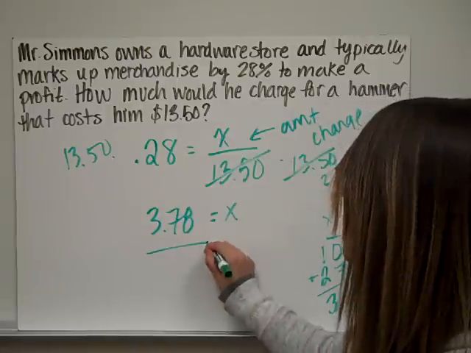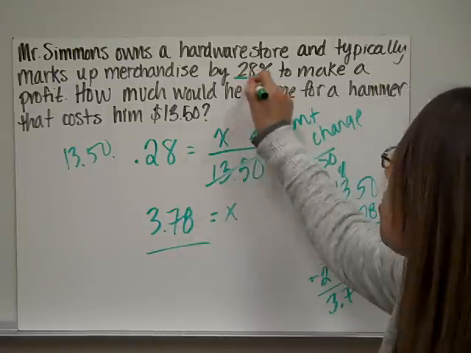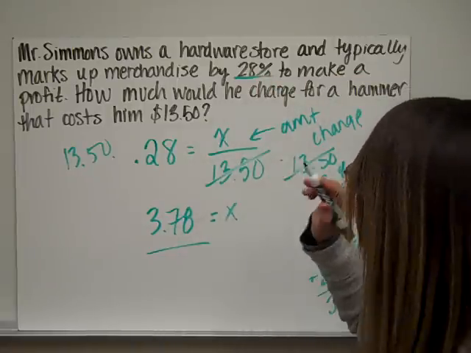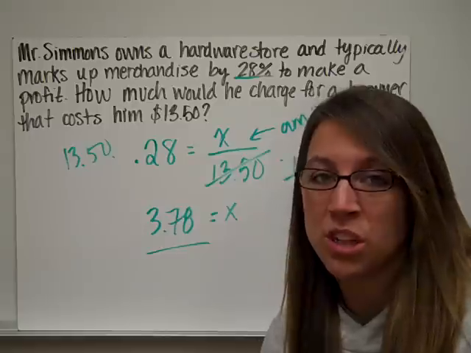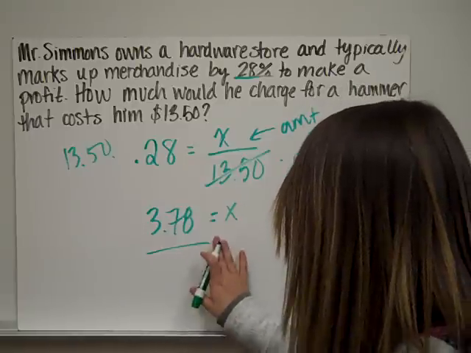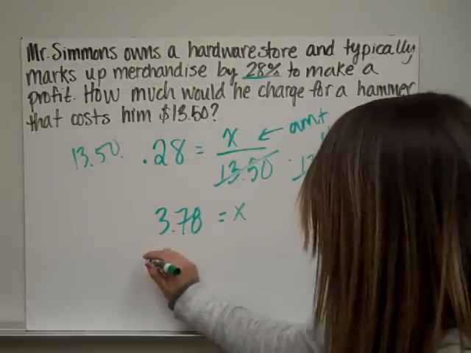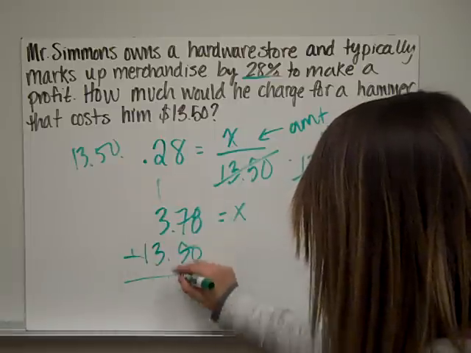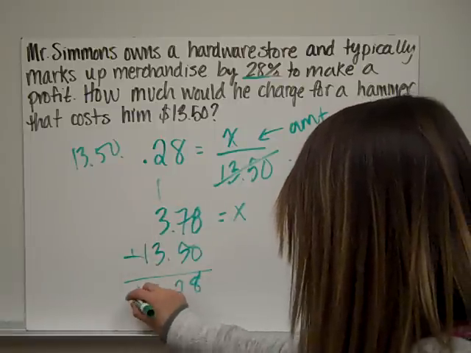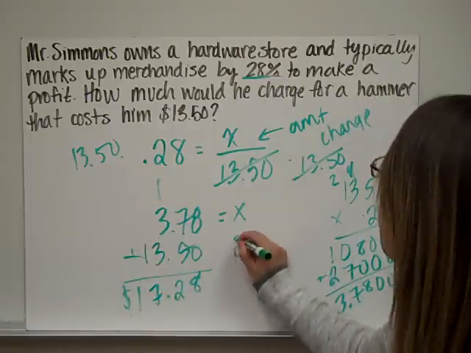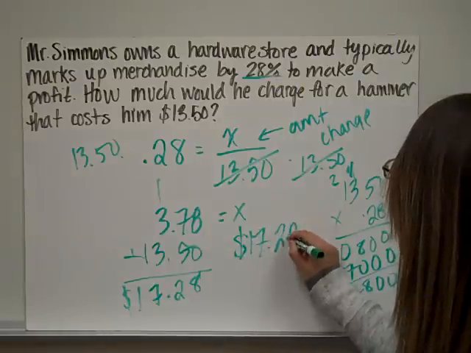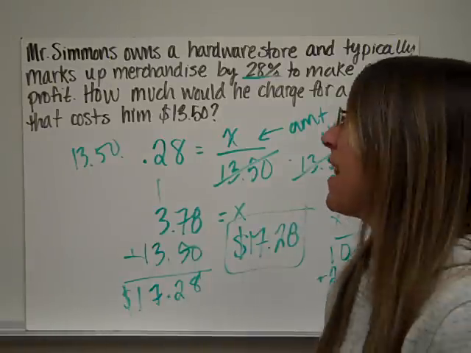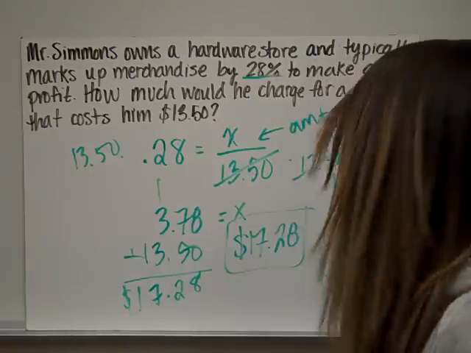If it changed that much and he marks it up 28%, then we add that to the original amount, which was $13.50. So I can go ahead and do that really quickly. That's 8, 12, 7, and 1. So he's going to charge $17.28 for that hammer that he did in fact mark up.